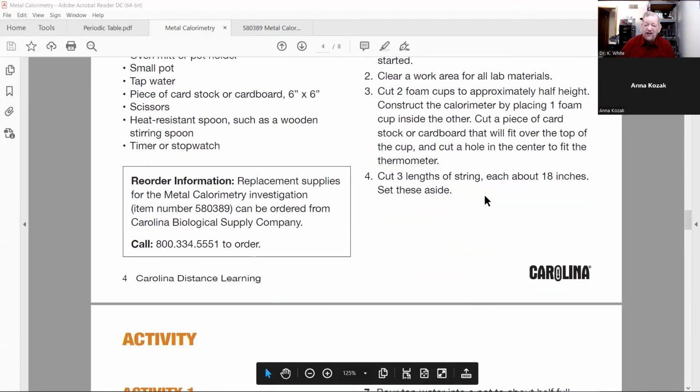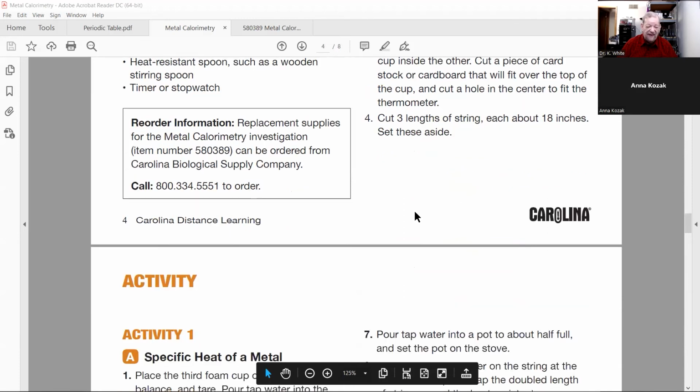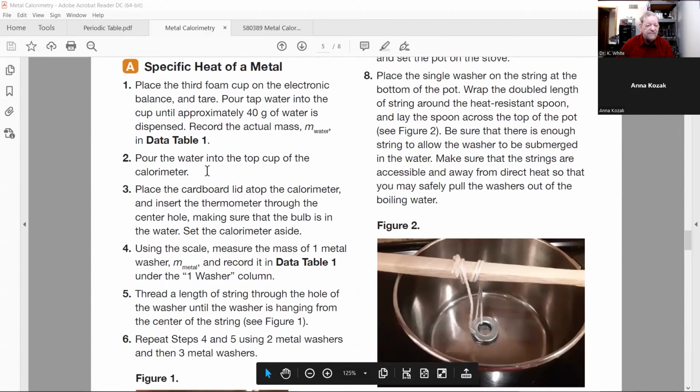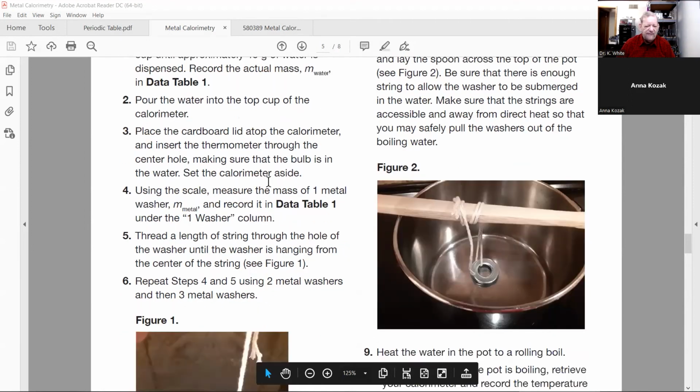And what you'll do is cut lengths of string. They say about 18 inches. I didn't do that, but you should. And then what you'll need to do, I've already put the 40 grams of water, and you can measure it right in the cup itself. And you'll measure the temperature of the water, put the cover, put the thermometer in. You know how to read a thermometer. We went through that in a previous lab.